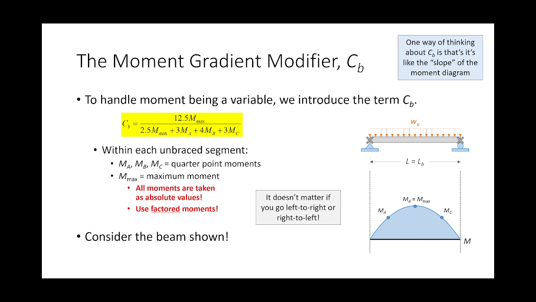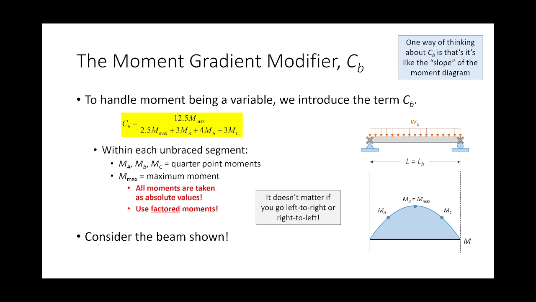Okay. So a couple of things to consider when utilizing CB. Number one, when utilizing CB, we deal in factored loads. So what we're doing is we're taking the loads on the beam and factoring them. So the point loads, if they're live loads, multiply them by 1.6. If they're dead loads, multiply them by 1.2. Factor the loads, okay? Draw the shear diagram, draw the moment diagram.